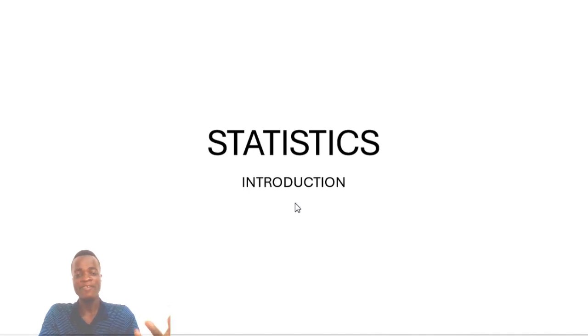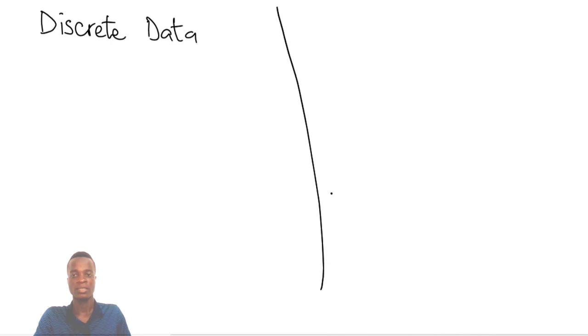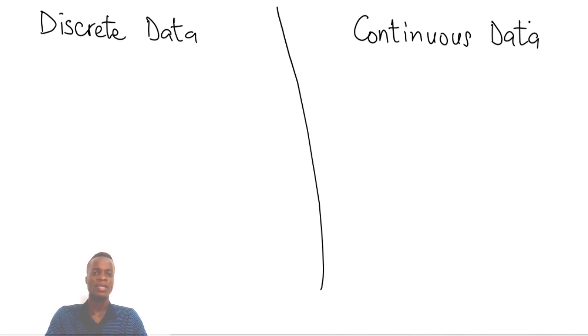And there are different forms of data. We are majorly focusing on numerical data. So majorly we have discrete data and continuous data. What's the difference and what do they mean?